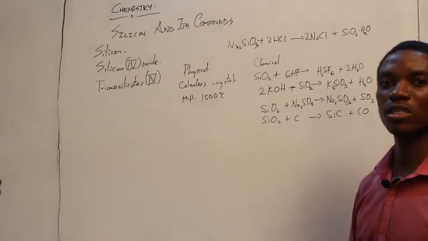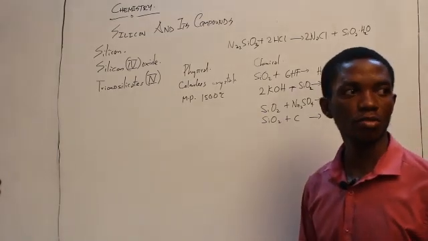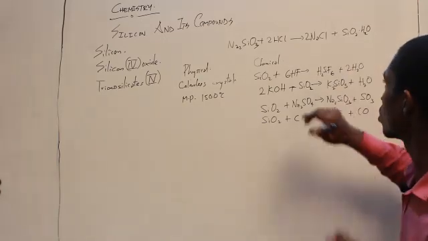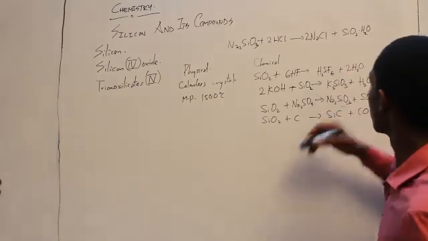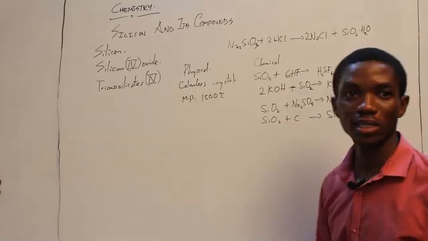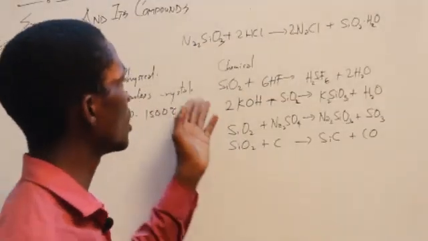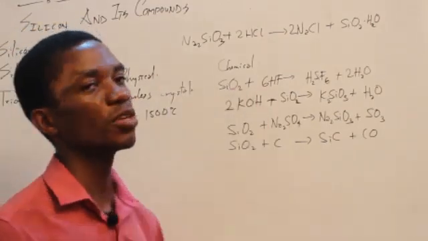It comes usually with water of crystallization. So, what are the chemical properties of silica? Chemical properties include that it reacts with hydrofluoric acid.